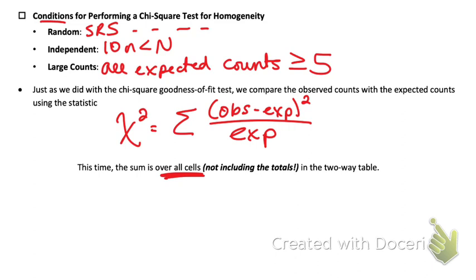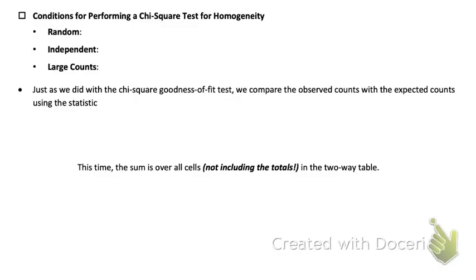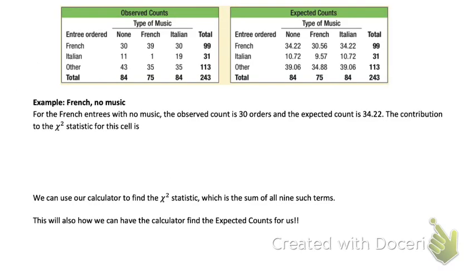So if we did this by hand, we would have to do all of the expected counts, 9 of those. Then we would have to do 9 of these with the observed and the expected, squared divided by expected. So much. Okay? Here are the observed and the expected counts. We can see right there under the expected counts, they are in fact all greater than or equal to 5, so we're good to go.